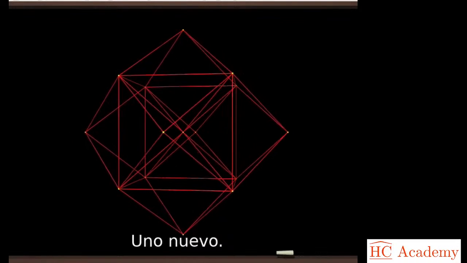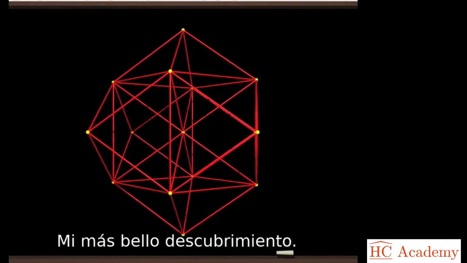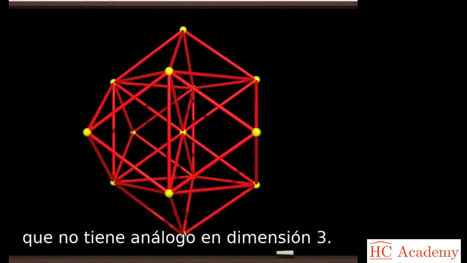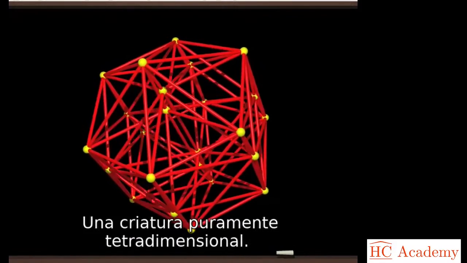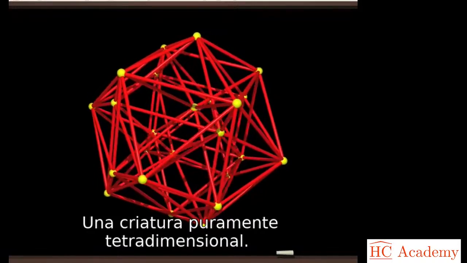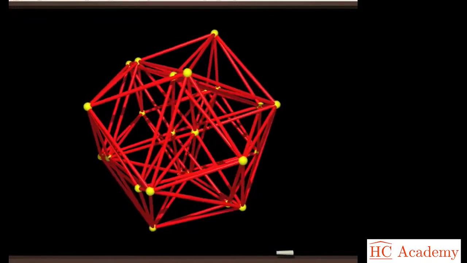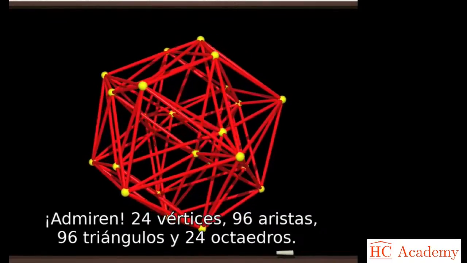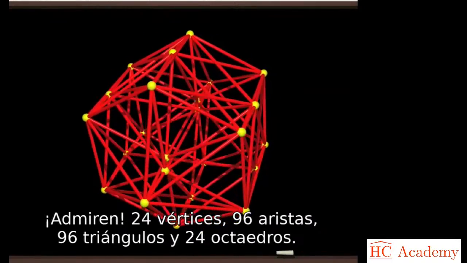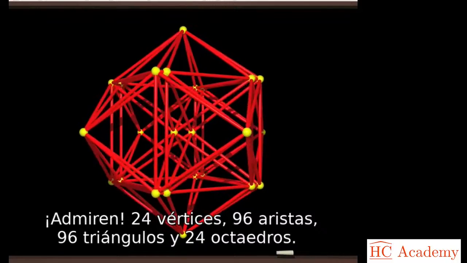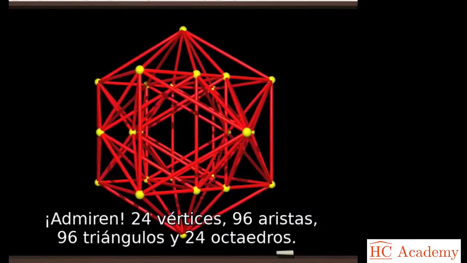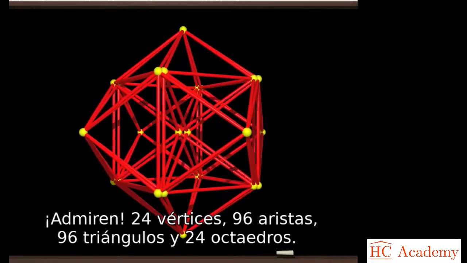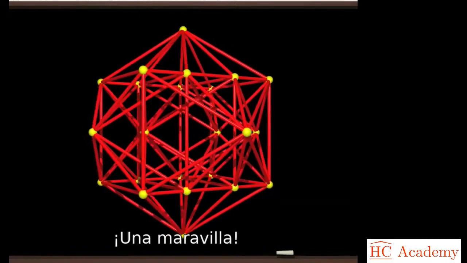Here's a little newcomer. It's the most beautiful of my discoveries, an object that I call the 24 cell. It has absolutely no analogue in dimension 3. It's a purely 4-dimensional creature. I'm very proud of my discovery. Look how wonderful it is. 24 vertices, 96 edges, the faces are 96 triangles and 24 octahedra. A real little gem.